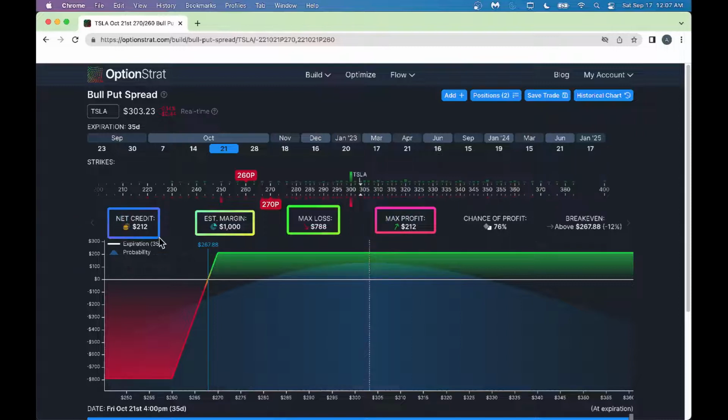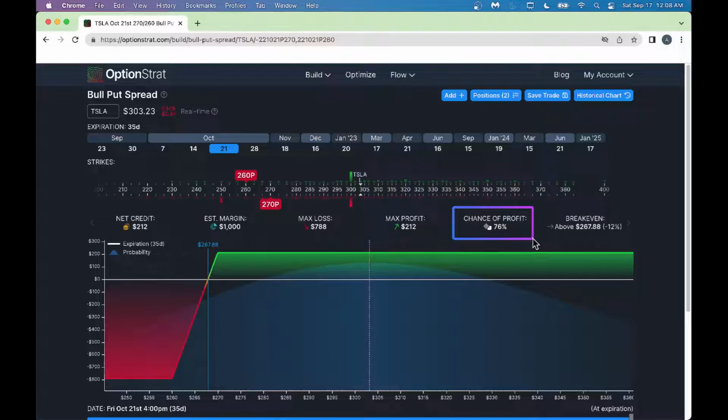This is a great strategy, especially if your account size is small. You could go with this. You will sleep much better at night. Look, if you go with this, your break-even point is at 267. As long as Tesla stays above 267, you will make money. And one of the best things with this, keep watching here, chance of profitability 76%.